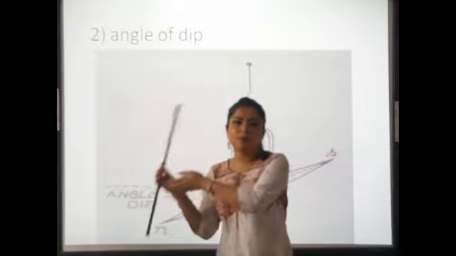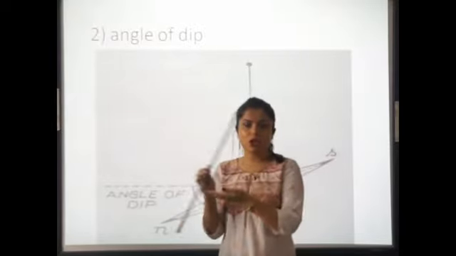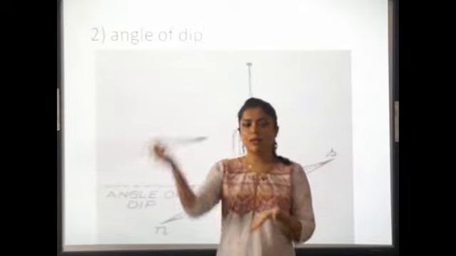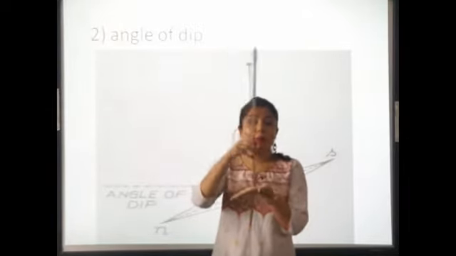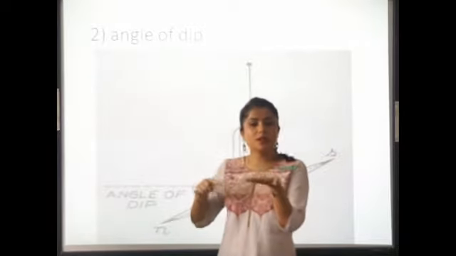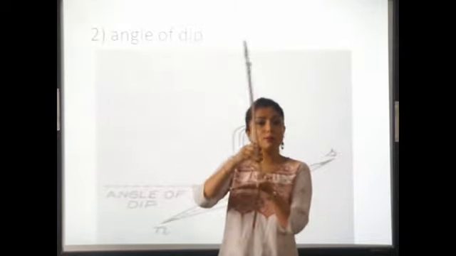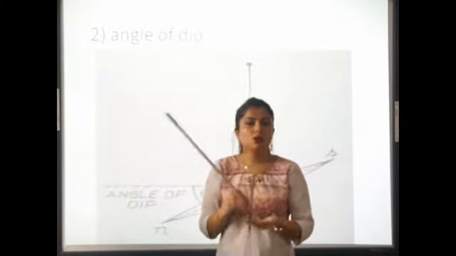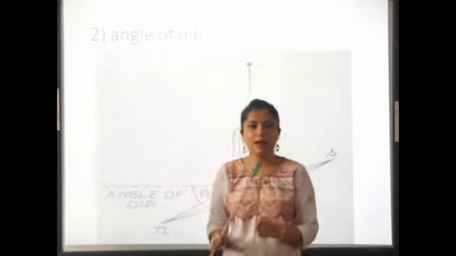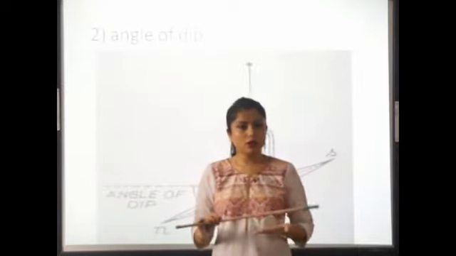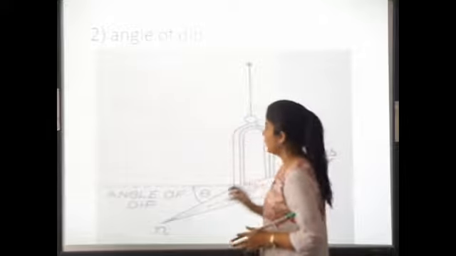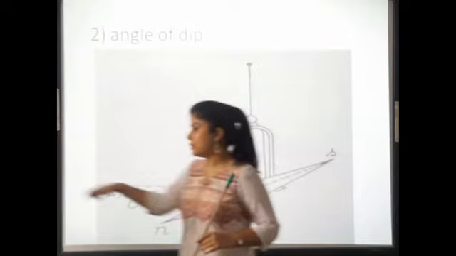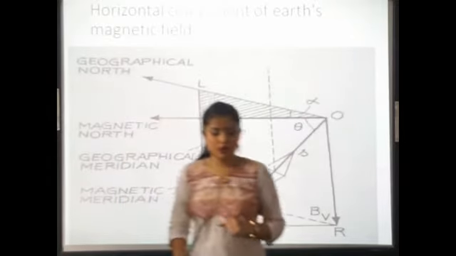If you move on towards the pole, it will keep on changing. It will keep on increasing. And at the pole, magnetic field line is perpendicular to the Earth's surface. So at that point, angle of dip is 90 degree. So what is angle of dip? It is the angle between magnetic field and the Earth's surface. It is denoted by theta. Please remember that because we need this in derivations and all.